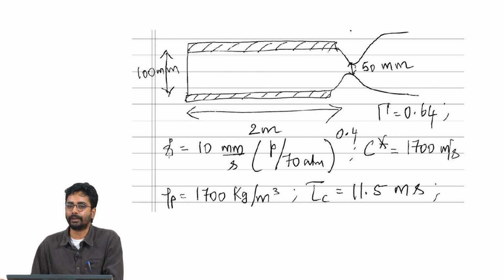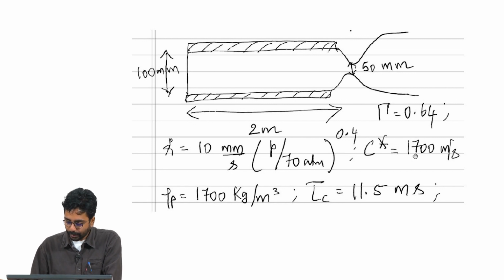The burn rate, remember, goes as a P raised to n. The way the burn rate expression is written here means the following. It is written as 10 millimeters per second multiplied by (P by 70) raised to 0.4. This means that the propellant has a burn rate of 10 mm per second at 70 atmospheres, because if you substitute P equals 70, the burn rate will become 10 millimeters per second, and at other pressures it changes as 10 multiplied by (P by 70) raised to 0.4. The n value is 0.4, the a value is 10 mm per second at 70 atmospheres.